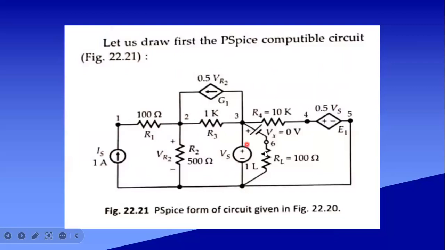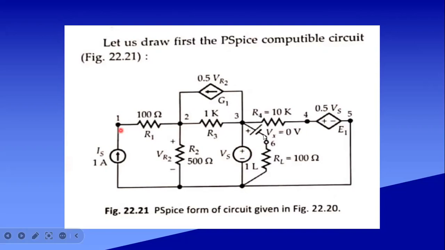And next, if you want to find the current flowing into the load, we have to introduce one dummy voltage source Vx like this. Okay. And next, this is one node, this is another node, and a second node like this. Indicate the numbers here 0, 1, 2, 3, 4, 5 like this, then 6 here. So in this way we represent the numbers, and then by using the numbers we write the program.